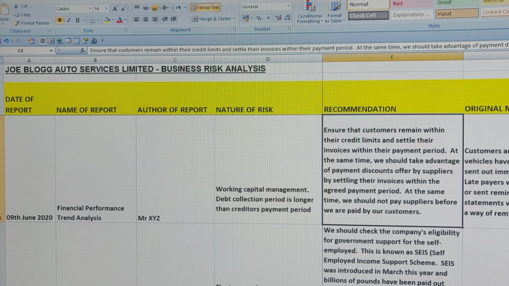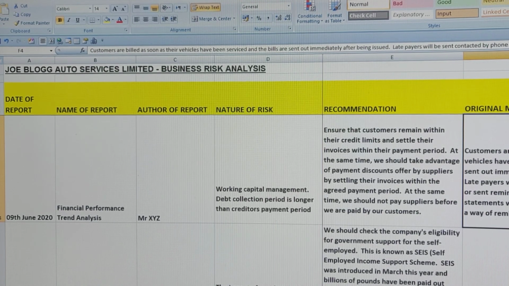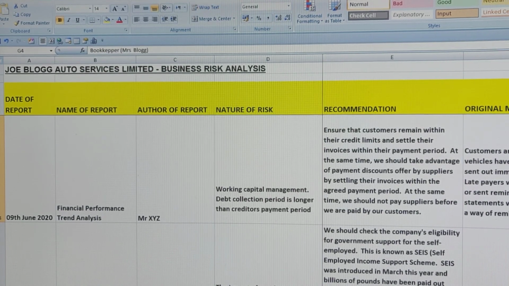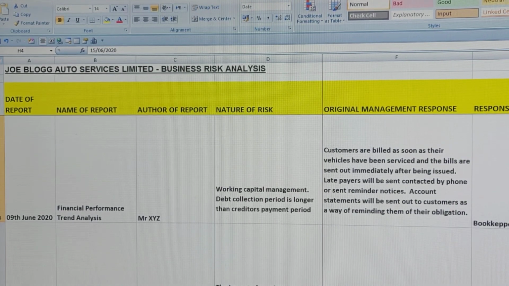And then the management has to respond to you. They can't just leave. It's not going to be a one-way communication. It shouldn't be that way. The management will then say, okay, customers are billed as soon as their vehicles have been serviced, and the bills are sent out immediately after being issued. Late payers will be contacted by phone or sent reminder notices.